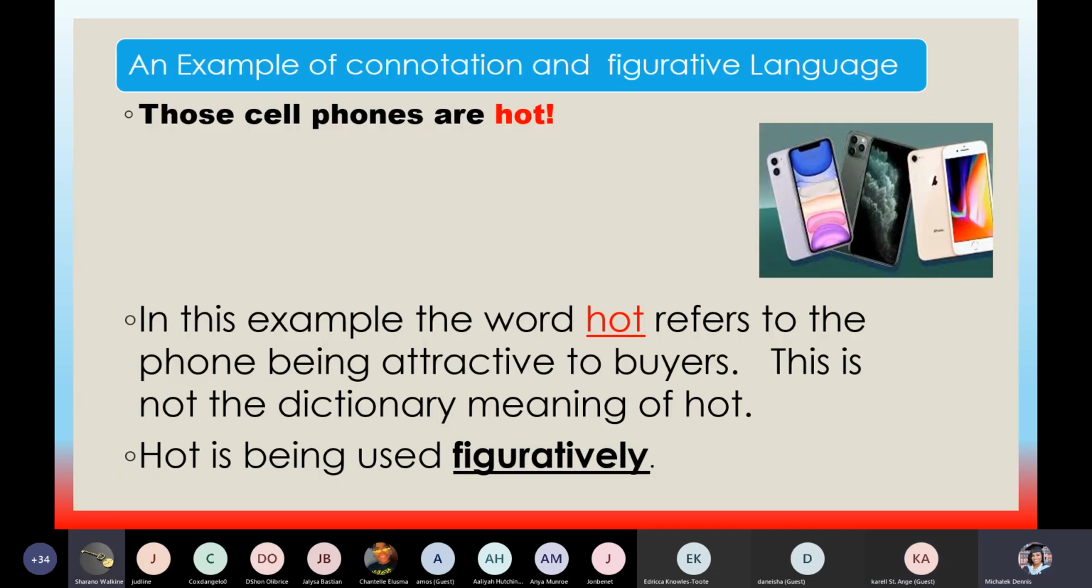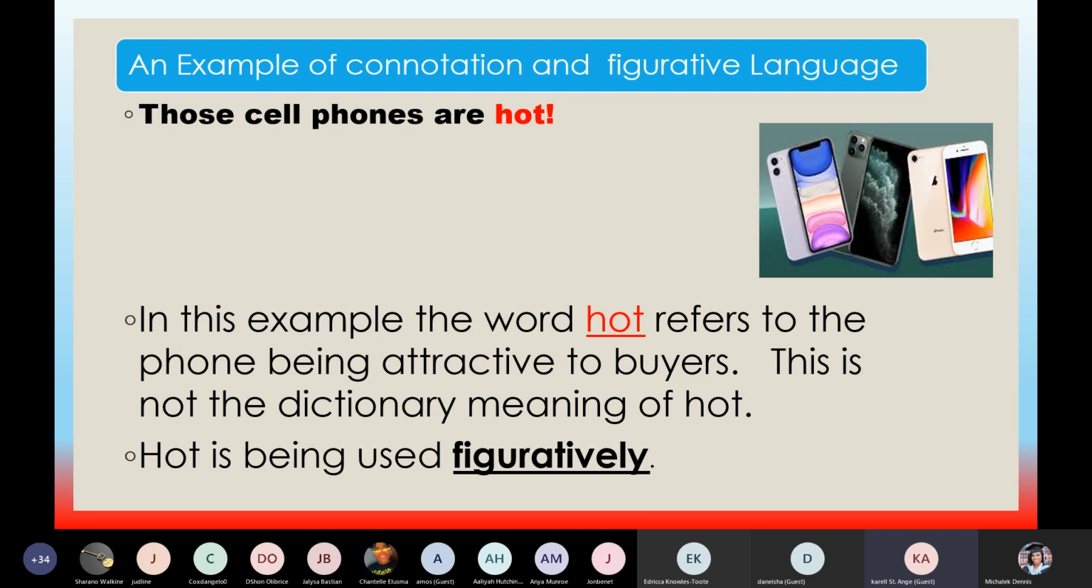Okay. So now we have an example of connotation and figurative language. Those cell phones are hot. Now, what do they mean in connotative language by those cell phones are hot? They pretty, they nice. Yes. Anyone else? Good job. Anyone else? Solid.